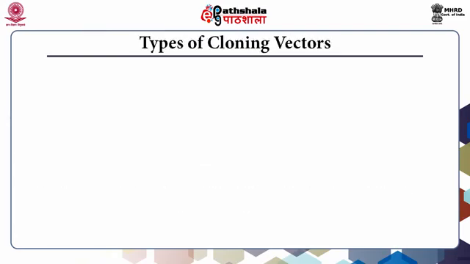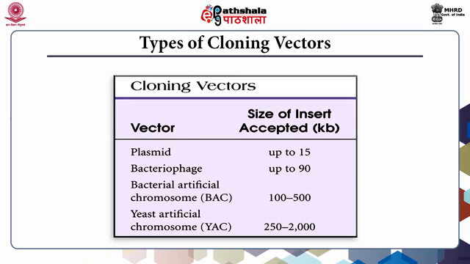Types of cloning vectors. There are different types of cloning vectors used to carry the gene of interest. The cloning vector can be selected based on the size of the fragment DNA to be inserted in the host cell. Different types of cloning vectors are shown in the table below. These include plasmid, which can accept an insert of size 15 kb, a bacteriophage that can accept an insert of size 90 kb, bacterial artificial chromosome that can accept inserts of size 100 to 500 kb, and yeast artificial chromosome that can accept inserts of size in the range of 250 to 2000 kb.